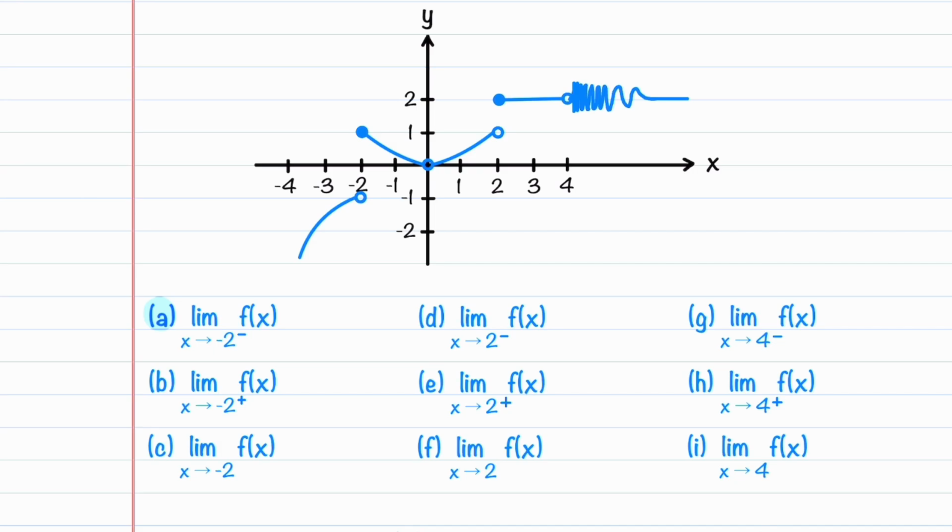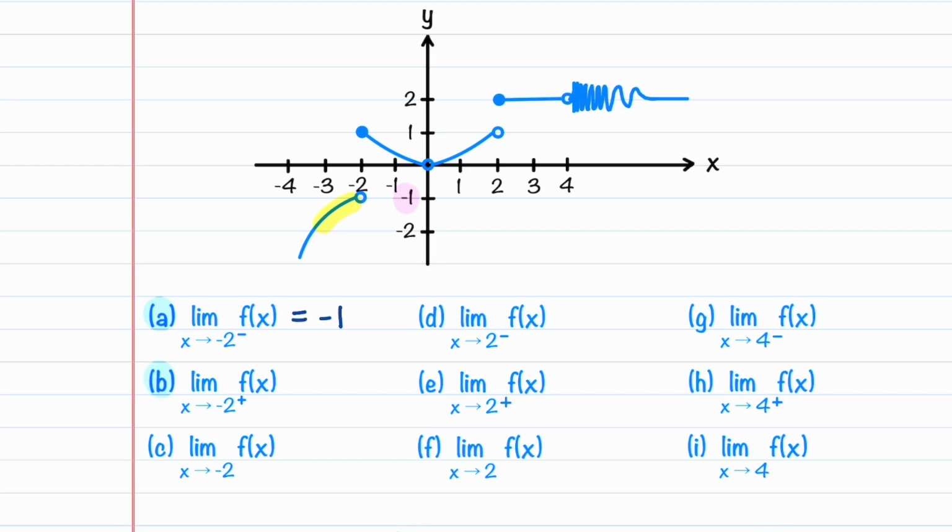If we look at our graph and find the point minus 2, we have to look at what happens to the function as we're to the left of minus 2 and going towards minus 2. You can see that our function is going to equal negative 1. So we say that our limit is equal to minus 1. Now let's look at part B.